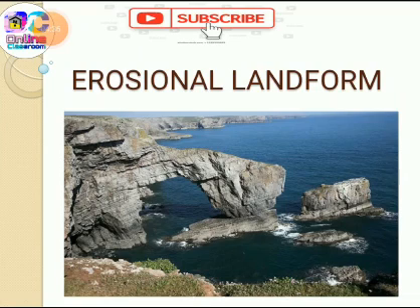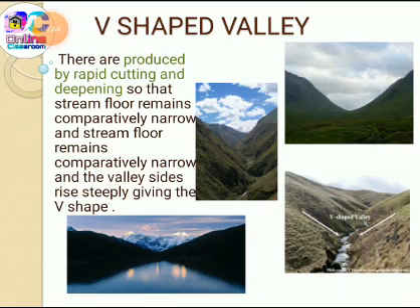Next, there are various types of landforms which we are going to discuss in detail. Firstly, we are going to discuss the erosional landforms one by one. The first one is the V-shaped valley. As the name suggests, a V-shaped valley is formed in a V shape, like here. Now, how has this been formed?